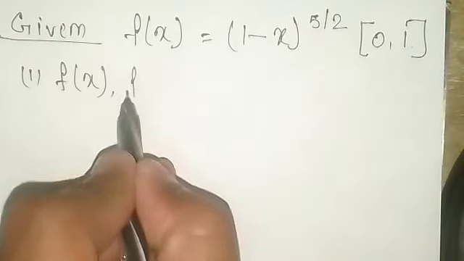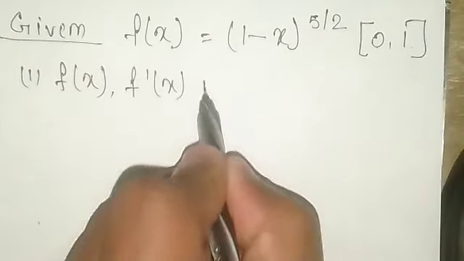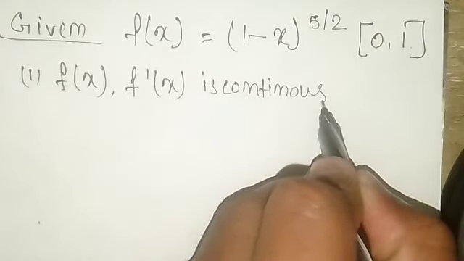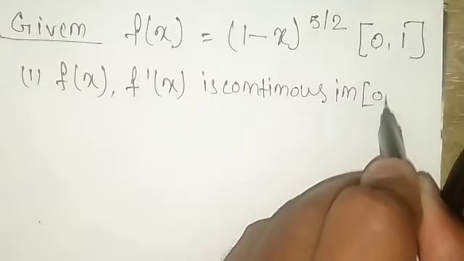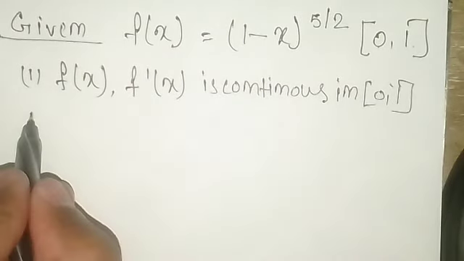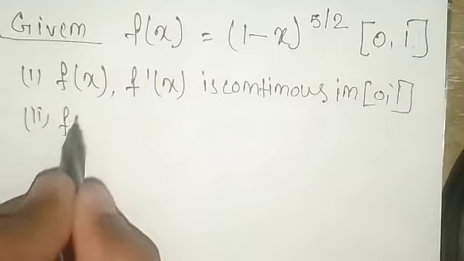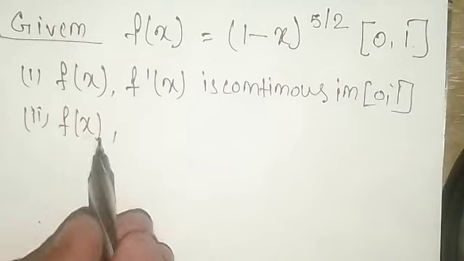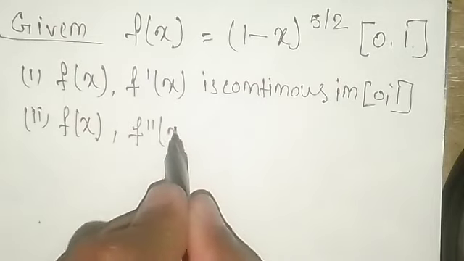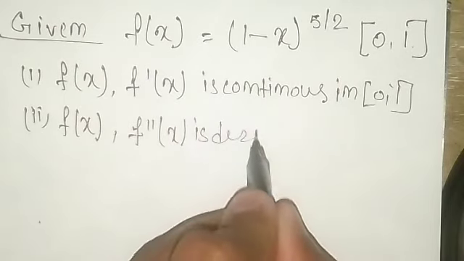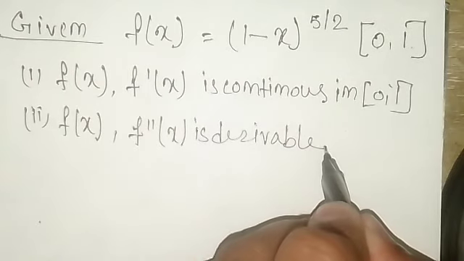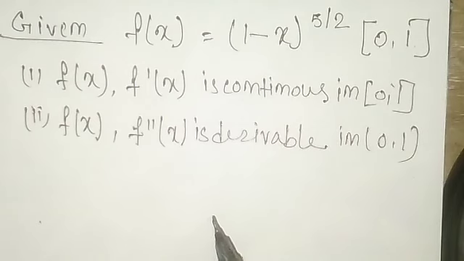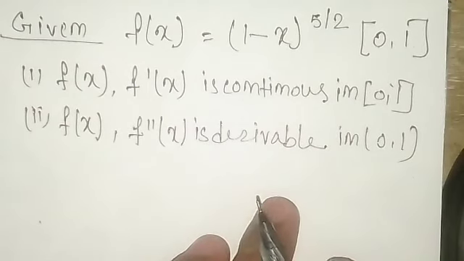So f of x, and you can say f dash of x, is continuous in the closed interval 0 comma 1, right? Second condition, that is f of x, then you have to differentiate up to double differentiation. Why? Because two terms they are asking. So f double dash of x is derivable in the open interval 0 comma 1, right? So that f of x satisfies the condition of Taylor's theorem, right?